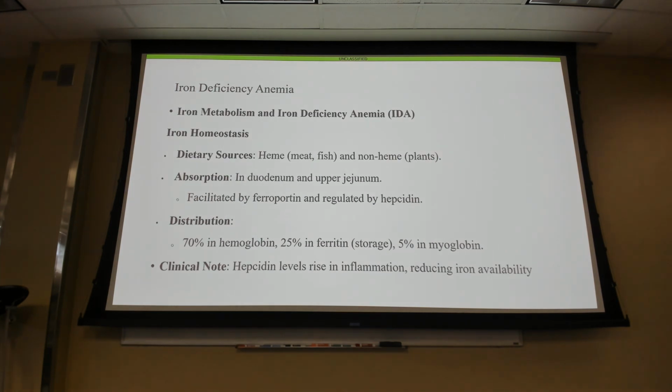Iron deficient, yep. Dietary sources we talked about, absorption in the duodenum, and then what facilitates that transport? Ferroportin opens it, it's sort of the doorway. Hepcidin will close the door. Distribution: most of the iron is on the hemoglobin. Some of it is stored as ferritin, a little bit in myoglobin. Hepcidin levels rise in inflammation. So when we talk about anemia of chronic disease, you'll see why this high inflammation increases your hepcidin, which reduces the body's availability of iron.